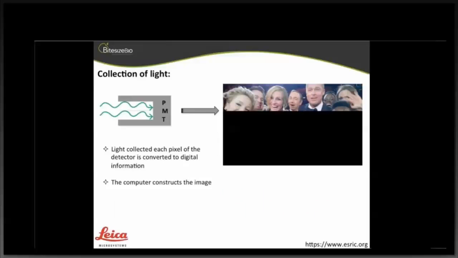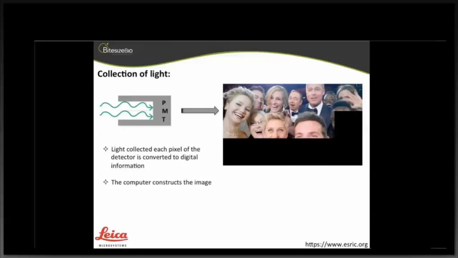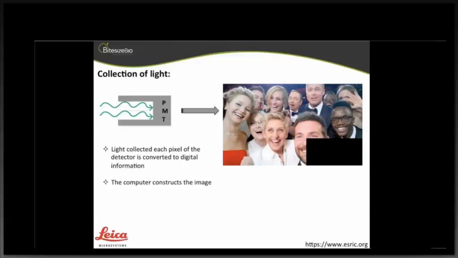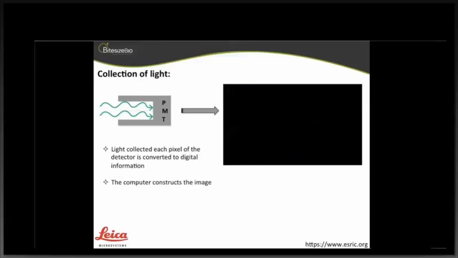Okay, so a photomultiplier tube does exactly what it says. It collects photons and it amplifies their signal. So it creates a digital signal that can then be processed by a computer which generates your image. And it does this pixel by pixel.